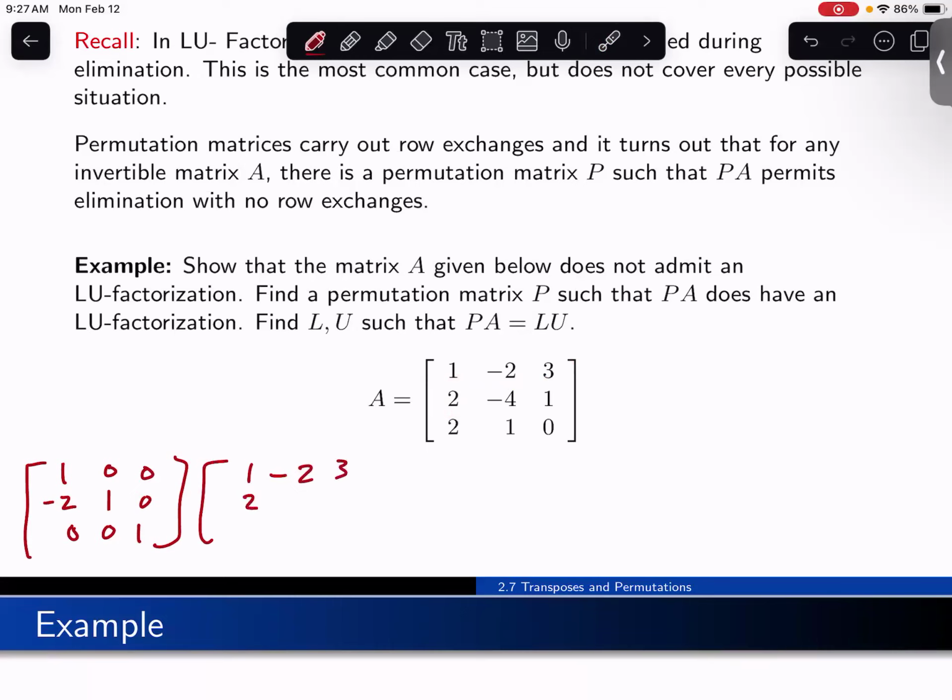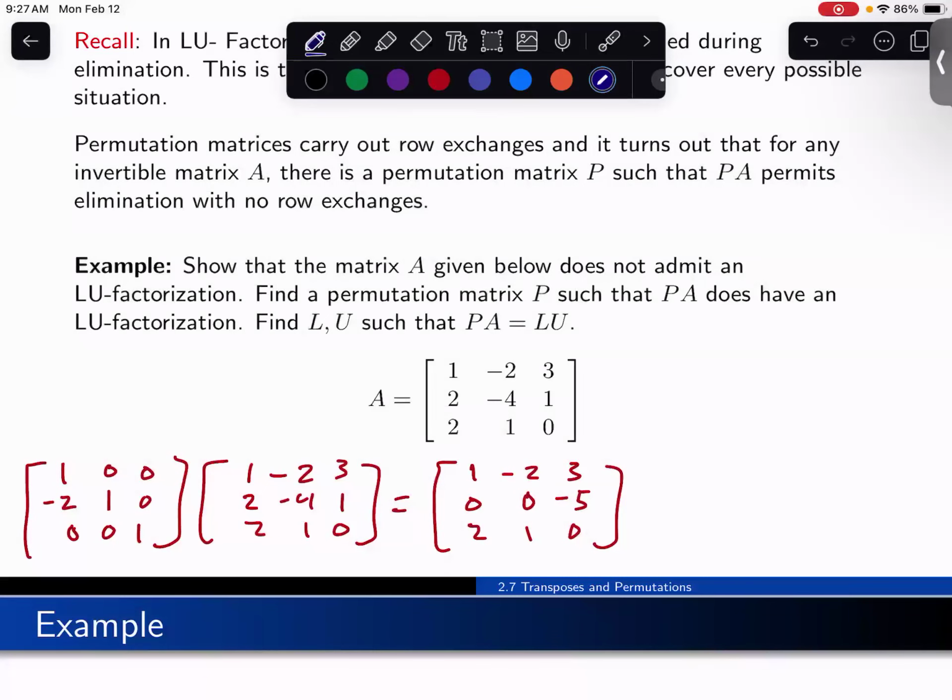So things are going to go wrong after applying this matrix multiplication. The first row remains the exact same. Then you would have 0 here, and then you would have 4 minus 4. So you end up getting a 0 in the 2-2 entry of your second row, which is going to be an issue. And then you have -6 plus 1, which is -5. And then the third row remains the exact same. So the issue is that we have this 0 pivot right here.